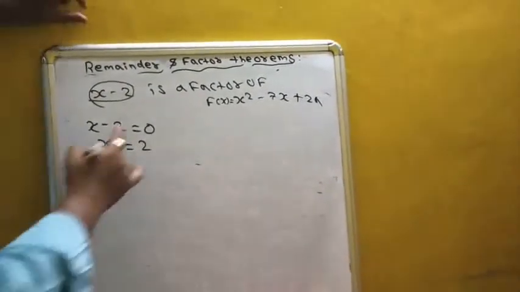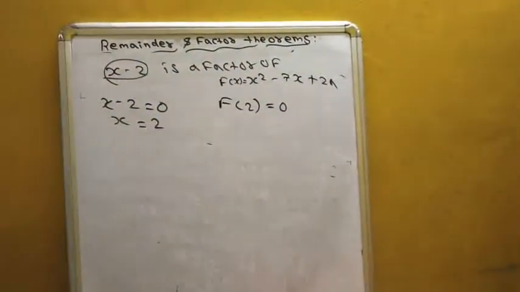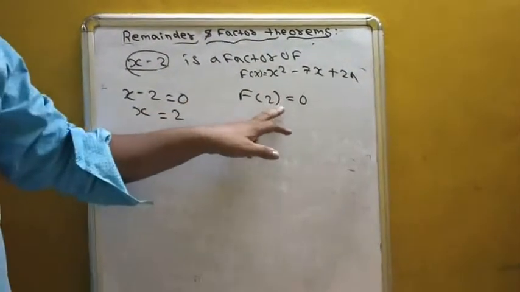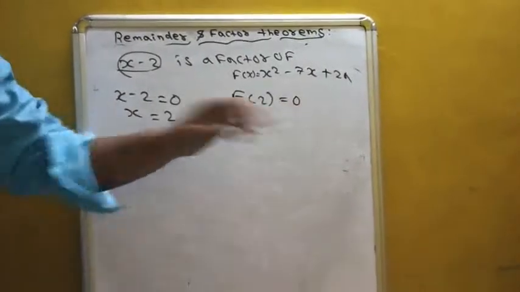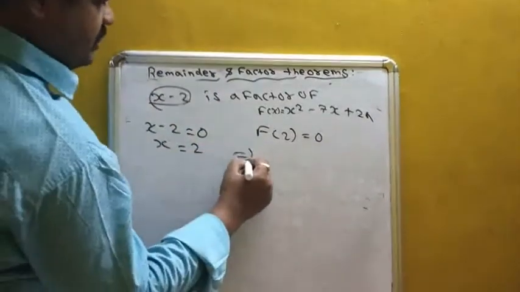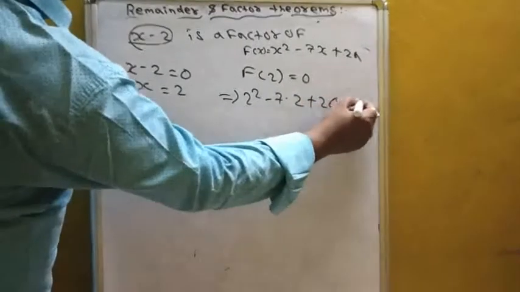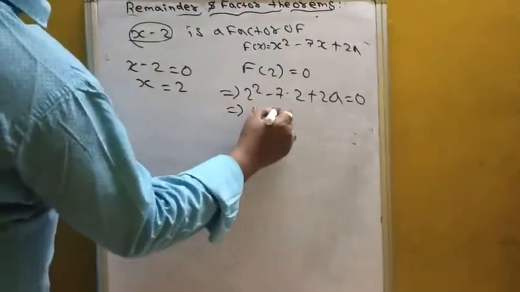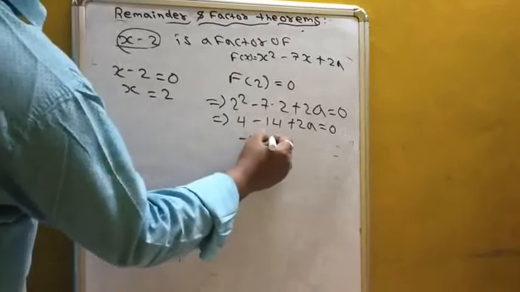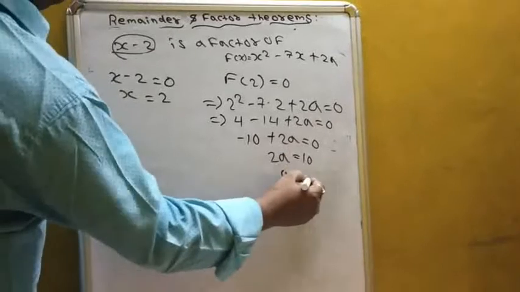Then you put f of 2, but you have to write 0. Why you have to write 0? Because already he told x minus 2 is a factor of this equation. So I wrote f of 2 equals to 0 because remainder 0 means that is a factor. You have to write 2 square minus 7 into 2 plus 2 into a equals to 0. 2 square equal to 4, minus 14 plus 2a equals to 0. 10 minus 10 plus 2a equals to 0. Therefore 2a equals to 10, a equals to 5.